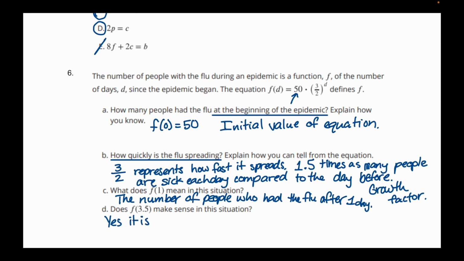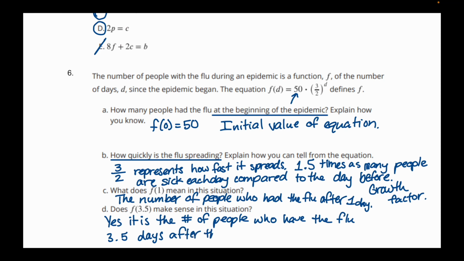It is the number of people who have the flu. I keep on writing flu with an E. 3.5. Let's write legibly, please, Ms. Bowman. 3.5 days after the epidemic began.